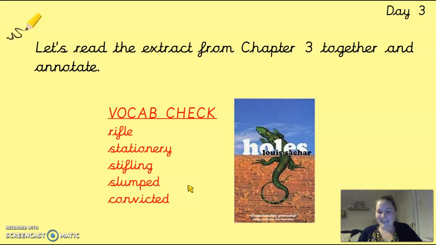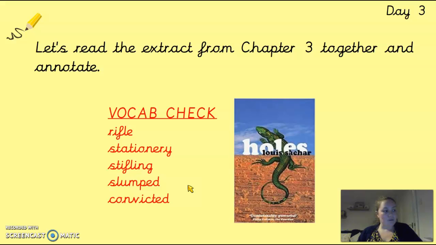And then the last word you need to understand is convicted. So if somebody is convicted of a crime, it means they go to court, they get accused of the crime, and then if they are convicted, it means they've been found guilty and they're going to have a punishment. And we already know, don't we, that Stanley is going to Camp Green Lake as his punishment.